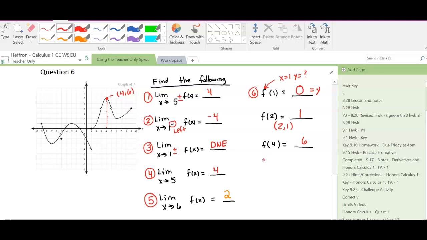What about if we had asked for the function at 5? We'll call that number 9. The function at 5, well, we would look at 5 on our graph, go up and see what the y-coordinate is. This open circle means we have 5, undefined. There is no y value at 5, and so the answer would be undefined.